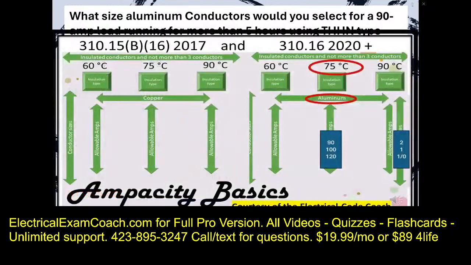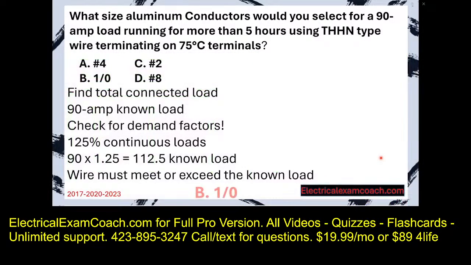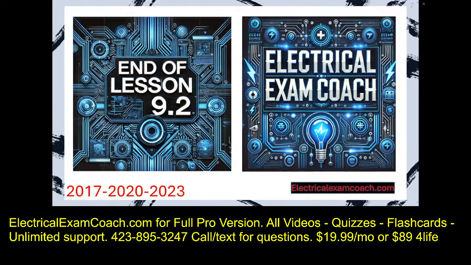We head to our primary ampacity table, but this time we have to be careful because they are wanting aluminum conductors. So we're actually going to start on the right-hand side of this table. We're in the 75° C column. We come down and we find a wire that meets or exceeds the known load, and we find out that it needs to be on a 1/0. Let's get to it. That's the end of lesson 9.2.